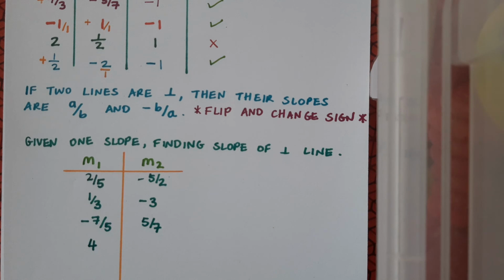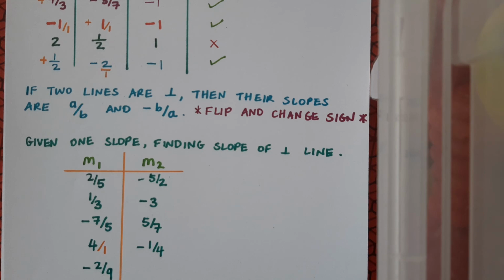Here I've got 4, and I want to find the slope of the perpendicular line. So I'll flip it over and change the sign. And of course, remember that 4 is 4/1. So the slope of a line perpendicular to that will be minus 1 over 4. And finally, minus 2 over 9. So take a moment to think, what would the slope of the perpendicular line to this be? So again, I change its sign and I flip it over.